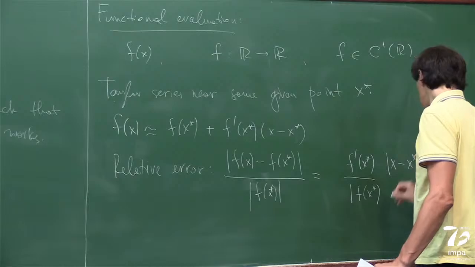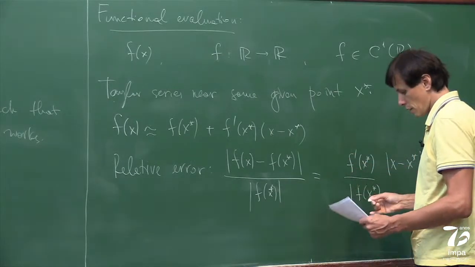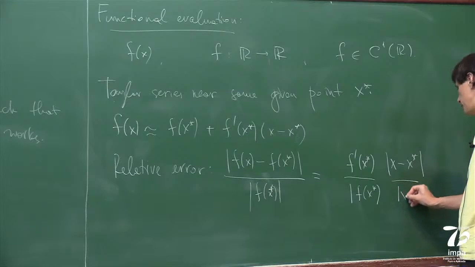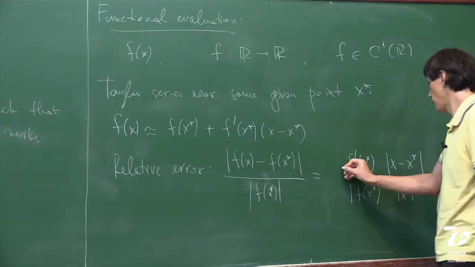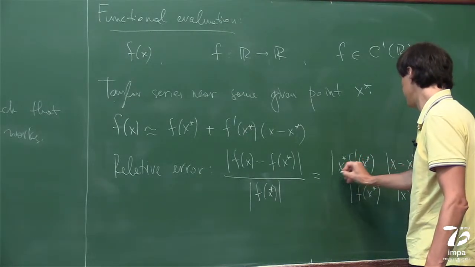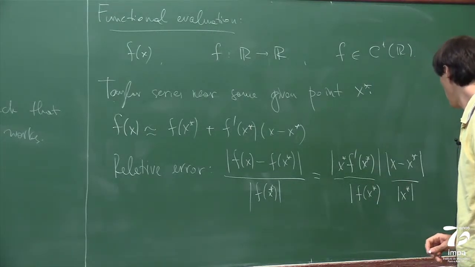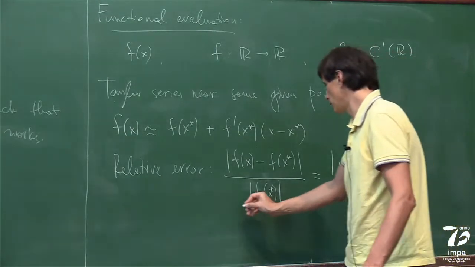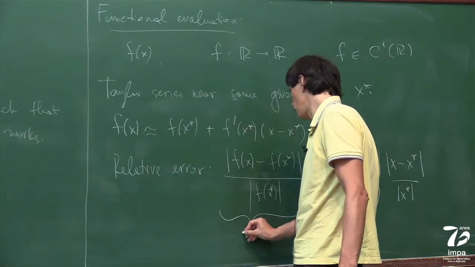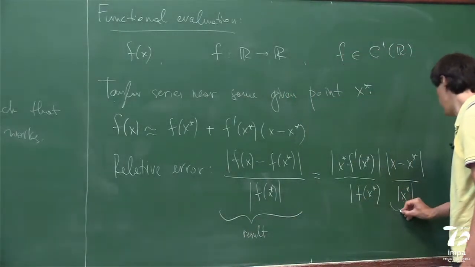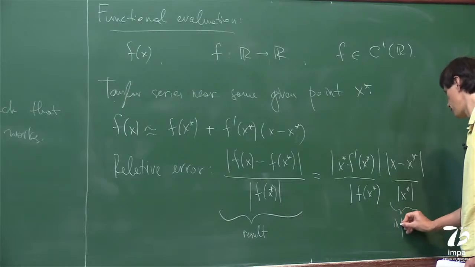Everything is a modulus. And then I want to divide it by x star, so I have to multiply this by x star. And you see, this is the relative error of the result, and this is the relative error of the input.